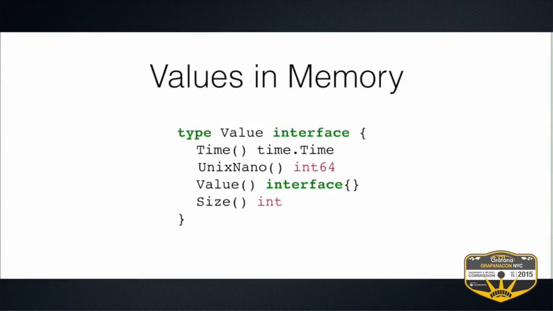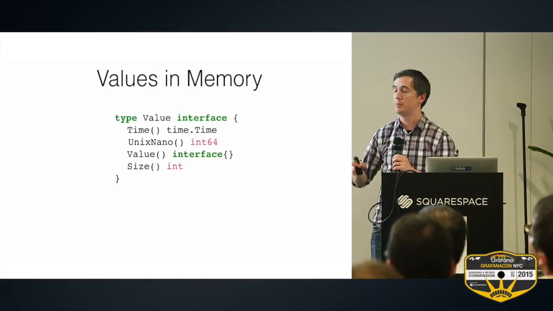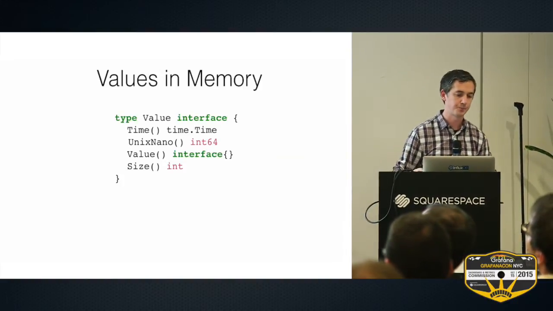The values in memory look like this. There's a timestamp, which is an int64. There's a value. Obviously, if it's a float64, it's 8 bytes. So you're talking about 16 bytes. We don't compress it in memory. We just keep it as these raw structs.